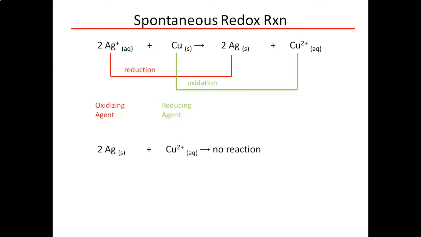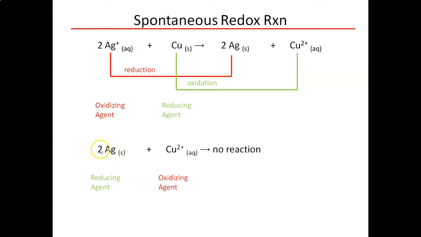If I looked at the reverse reaction, I would have no reaction because the copper 2 ion is not a strong enough oxidizing agent to take electrons from the silver. Okay? I know that this is my oxidizing agent because copper 2 ion can only undergo reduction. It's already a stable ion.